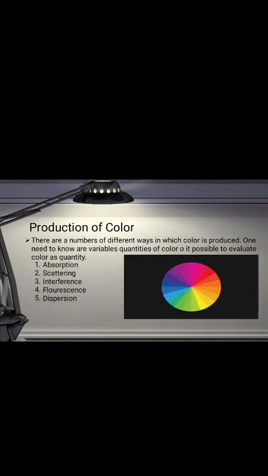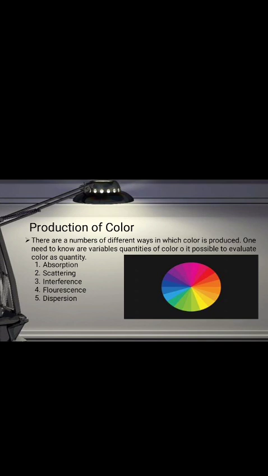Next, production of color. There are a number of different ways in which color is produced. One needs to know the variable quantities of color, or how it is possible to evaluate color as a quantity. Number 1 is absorption. Number 2 is scattering. Number 3 is interference. Number 4 is fluorescence. And number 5 is dispersion.